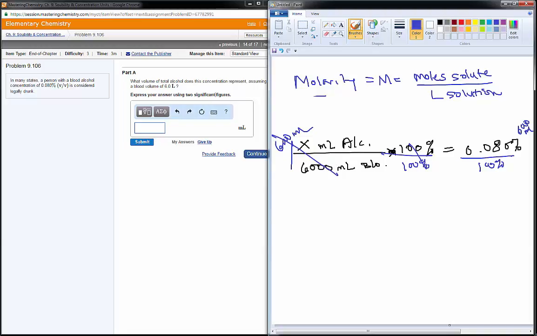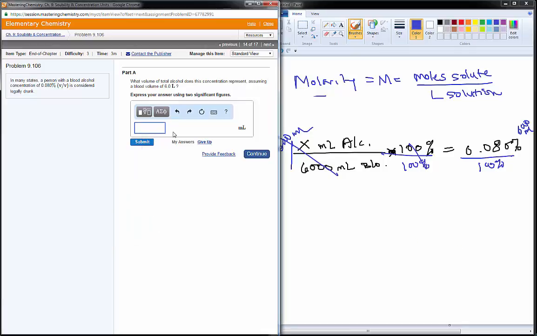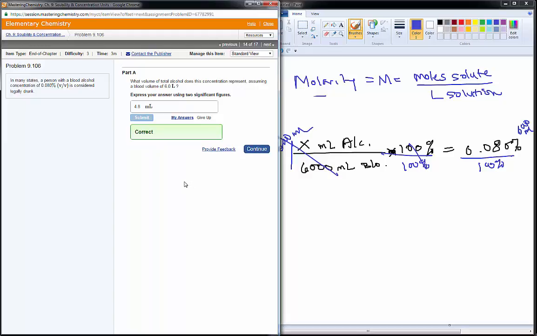And we see 0.08 divided by 100 multiplied by 6,000. It only takes 4.8 milliliters of alcohol to put me at the legally drunk limit.